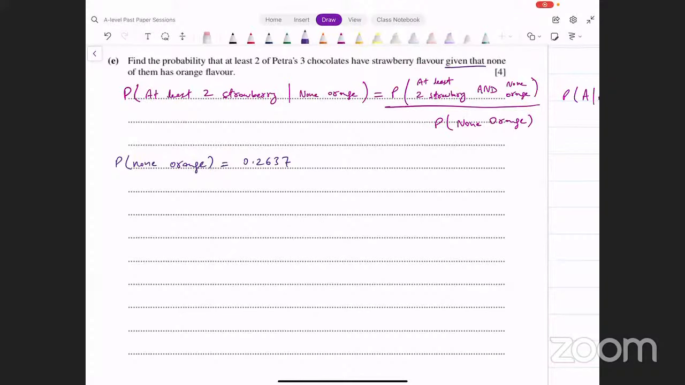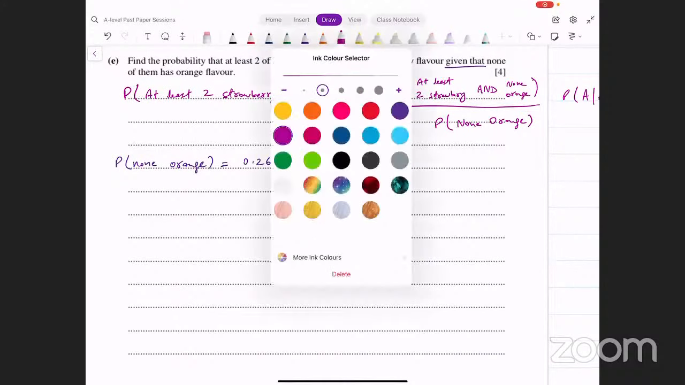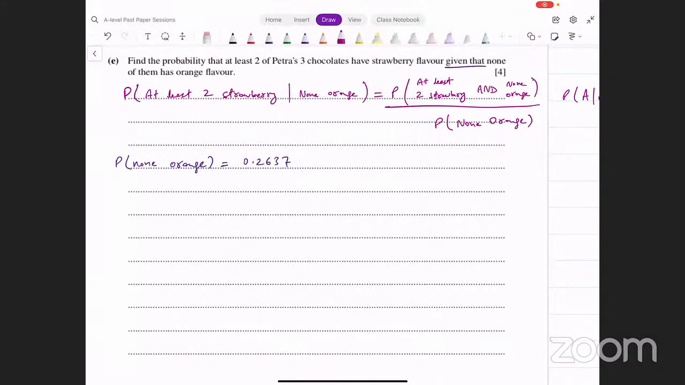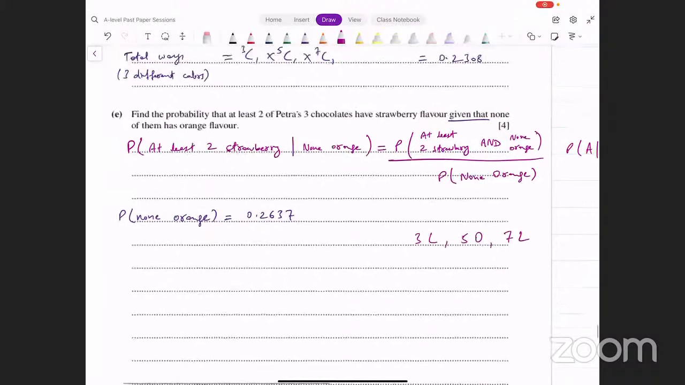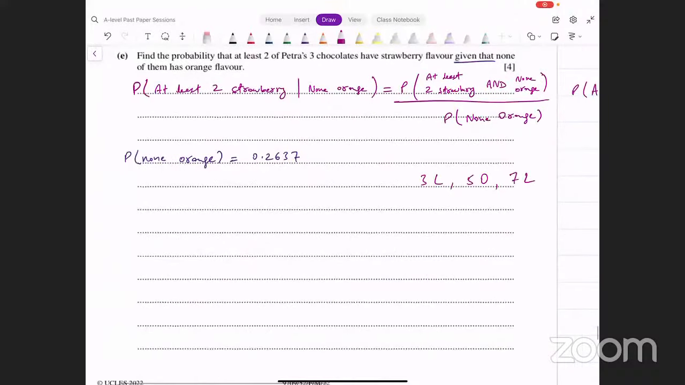Now, how do we think about this? Let me write down the total chocolates that we had. We had some lemon. Lemon कितनी आ रही थी हमारे पास? Lemon were 5. No, lemon were 3. There were 5 orange and 7 lemon. ये हमारे पास 3 cases बन रहे थे, ठीक है? Now, what do we want? We want at least 2 strawberry. अच्छा नहीं, sorry, मैंने यहाँ पे कुछ गलत लिख दिया है. 7 क्या थे? 7 were strawberry. So this should have been L here. What do we want now? At least 2 strawberry and none orange.